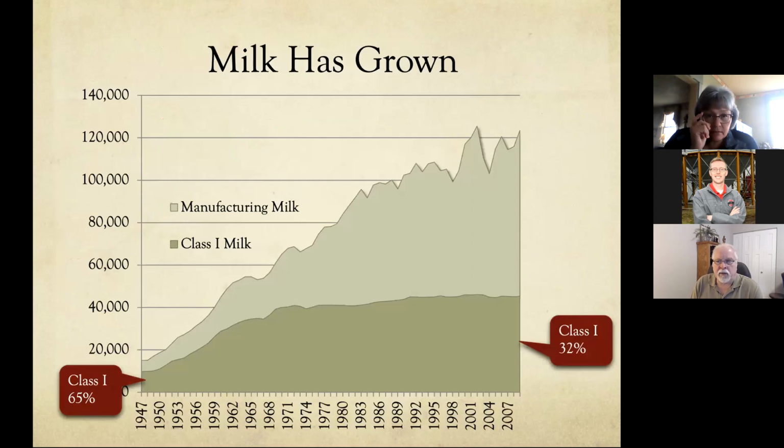Now, when you look at this over a much longer sweep of time, this chart is showing you that back in the 1940s, under federal milk marketing orders, about 65% of the milk in this country was class 1 or beverage milk. There was only a small amount that was manufacturing. Today, class 1 milk is about 32%, and the rest of it, more than 2/3 of the milk, is used for manufacturing purposes, cheese and yogurt and powder and butter, those kind of things.